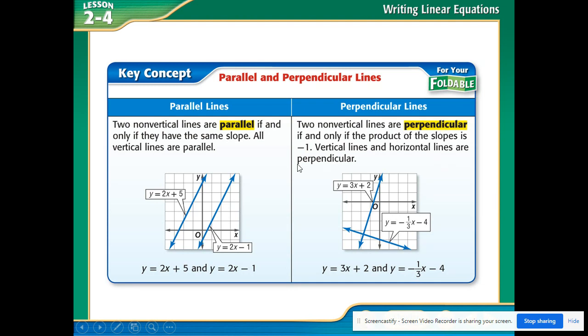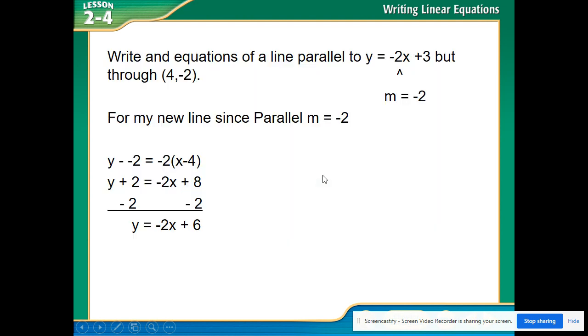So the perpendicular ones are harder than the parallel. We'll at least do one of each to go ahead and show you. All right, let's start with one of those parallel ones. Write an equation of a line parallel to this one, but through 4, -2. Now, the slope here is always the number in front of the x when it's y equals. If it's not y equals, you do need to make it y equals. You need to solve it and get the y by itself.